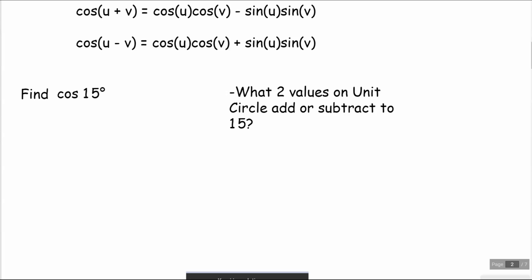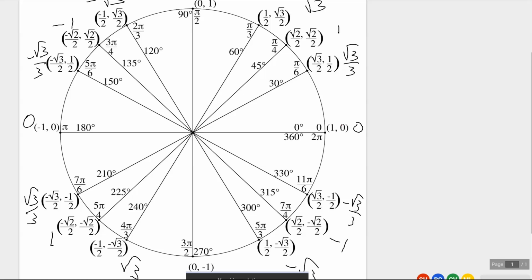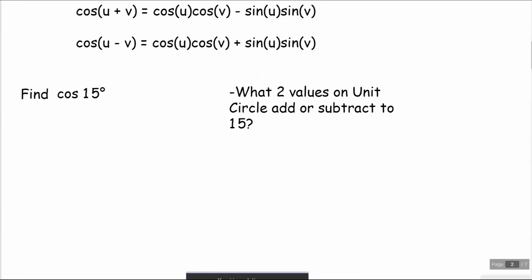Okay. All right. So the first problem is asking for cosine of 15. Well, 15 is definitely not on the unit circle. So what you want to do is think about two values that are on the unit circle that add or subtract to 15. So you look at your unit circle and ask yourself what two values add or subtract to 15. Well, we can see 45 and 30, 60 and 45, 135 and 120. We can even do 315 and 300. It really doesn't matter which two you choose. You just want to choose any two. All right. So we're going to choose 45 and 30. So they subtract, by the way, not add, of course.